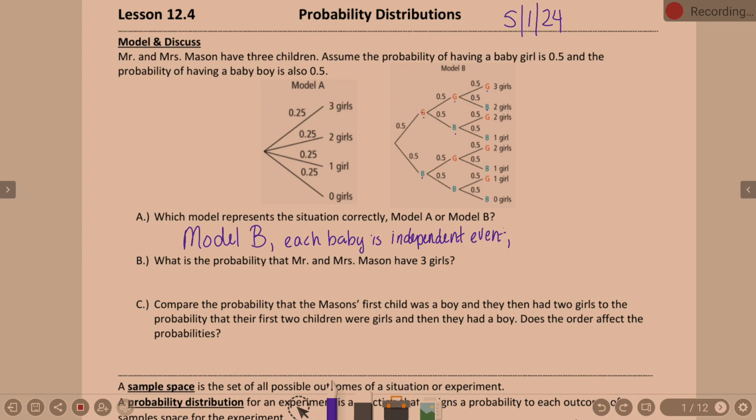And not all options are equal, as shown in A, because A made it seem like it's equal for all of them.